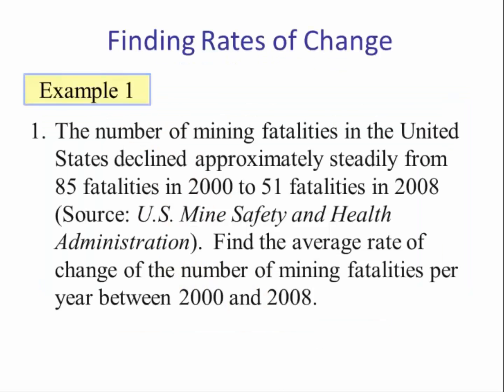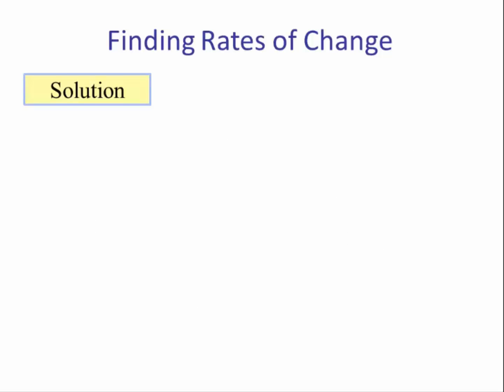The number of mining fatalities in the United States declined approximately steadily from 85 fatalities in 2000 to 51 fatalities in 2008. Find the average rate of change of the number of mining fatalities per year between 2000 and 2008. Solution?